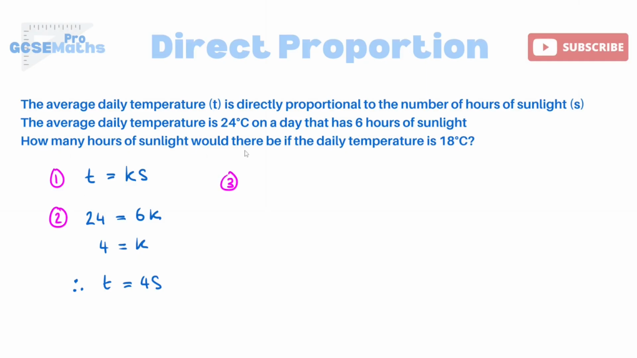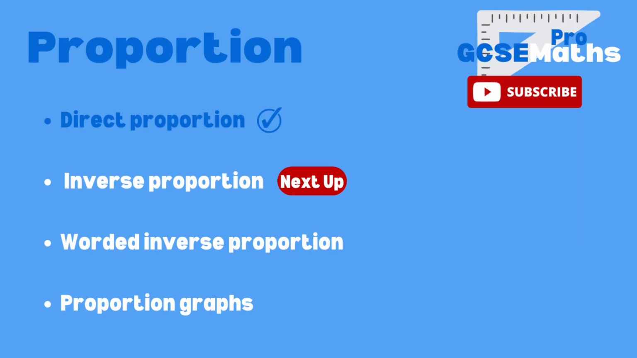How many hours of sunlight would there be if the daily temperature is 18 degrees? So 18 is for T, equals to 4S, just divide by 4, is 4.5. So that's obviously then, in the context, 4.5 hours of sunlight. So that is everything you need to know for direct proportion.